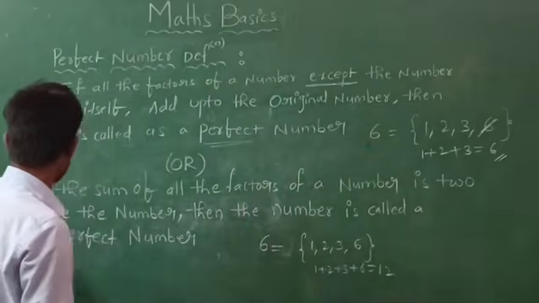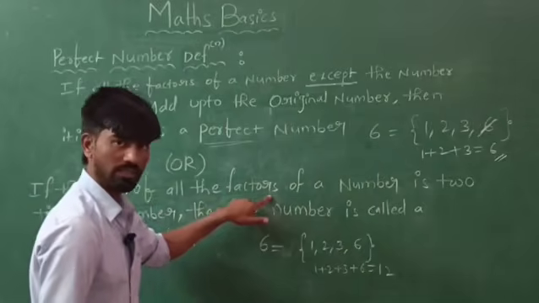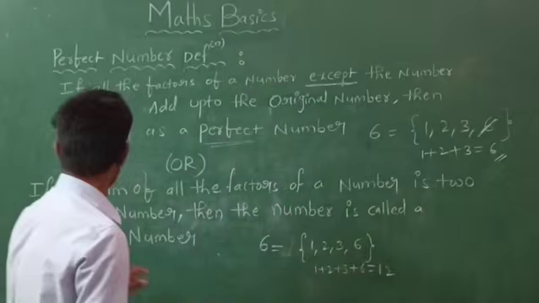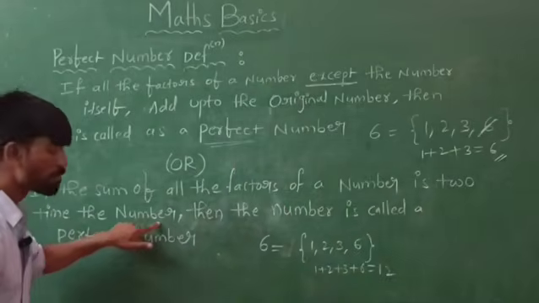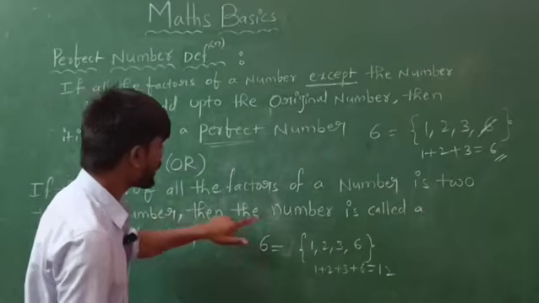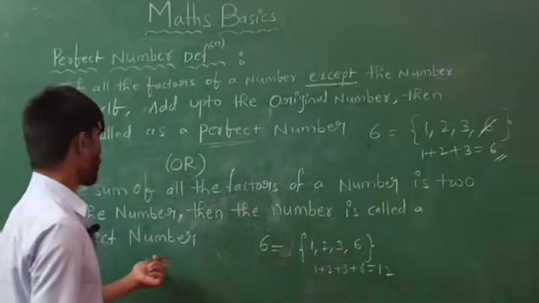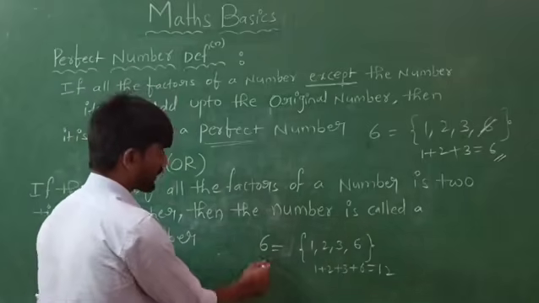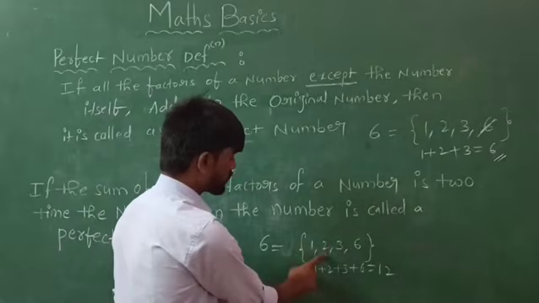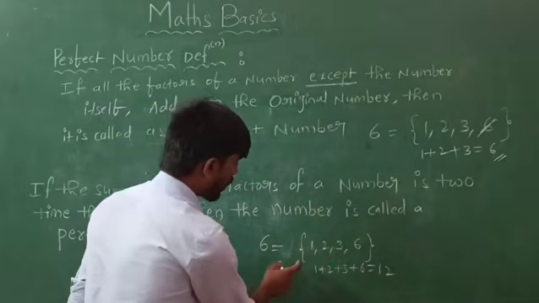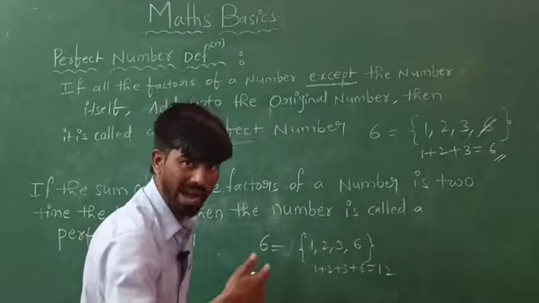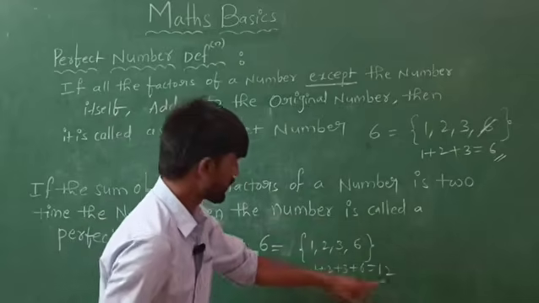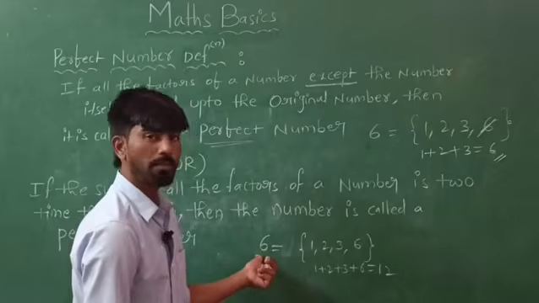So, another definition: if the sum of all the factors of a number is 2 times the number, meaning double the number, then the number is called a perfect number. Suppose I am taking 6. I am writing factors 1, 2, 3, 6. Here all the factors we are adding, this result is double this number, then 6 is called a perfect number.